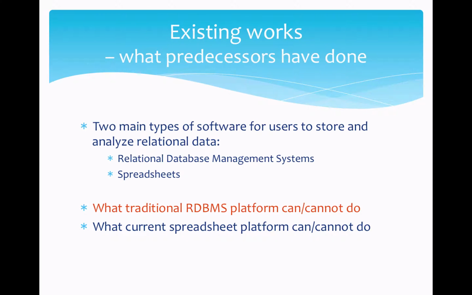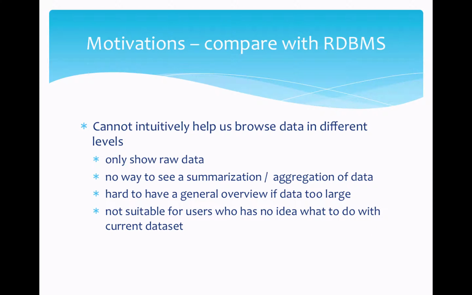And we know that there are two main types of software for users to store and analyze relational data. The first one is traditional RDBMS. The second one is spreadsheet. First, let's talk about RDBMS. Of course, RDBMS can show the raw data for us, but there are some drawbacks. For example, it cannot intuitively help us browse data in different levels. It can only show raw data in a single level, and there's no way to see a summarization or aggregation of data. It's also hard to have a very general overview if the data is too large. And it's also not suitable for users who have no idea what to do with the current data set.